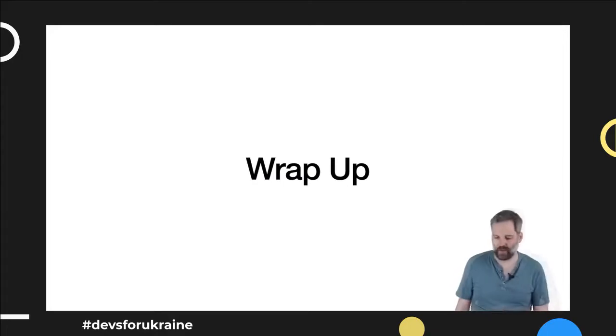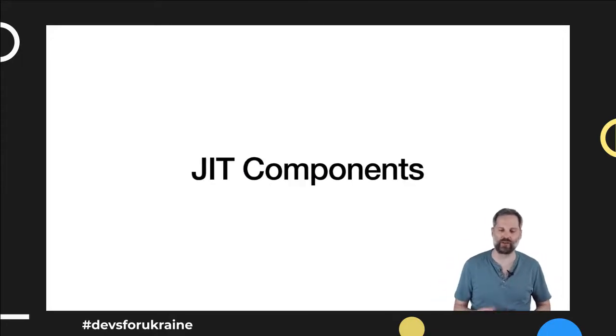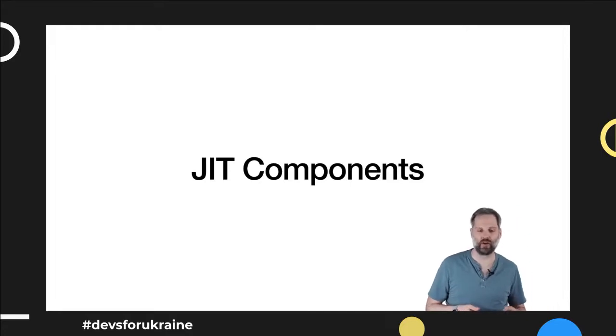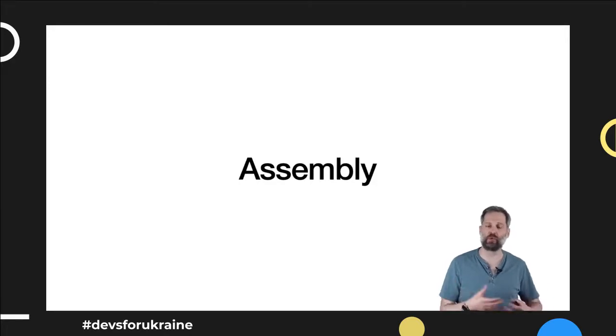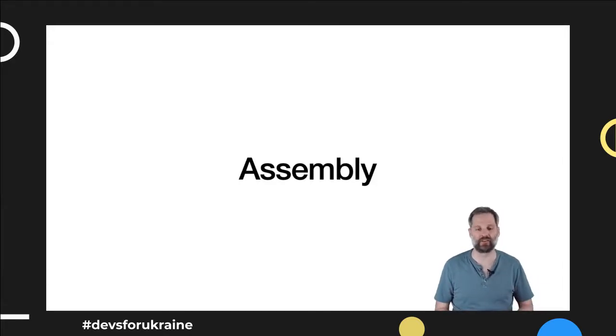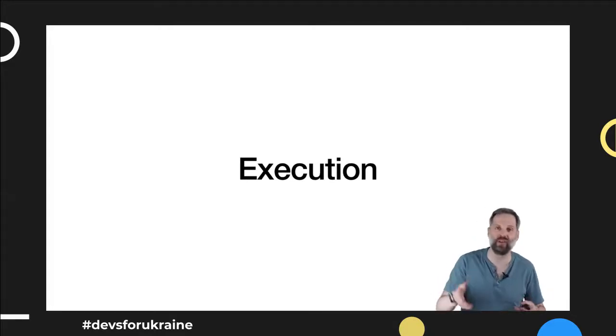All right, so let's wrap this up. We talked about what a JIT is along with the three basic parts required to write one. Those three basic components are: we need something to allocate memory, specifically executable memory. We need something to assemble machine code together and write it into that executable memory. And then finally, we need to be able to execute that memory. We need a way to hop into it and let that executable memory run.